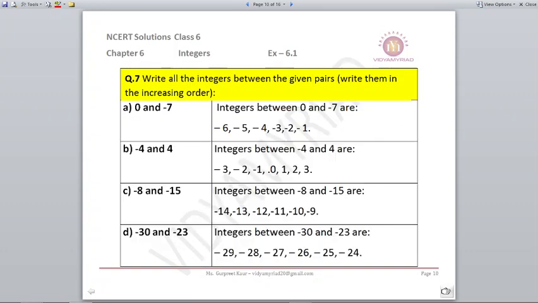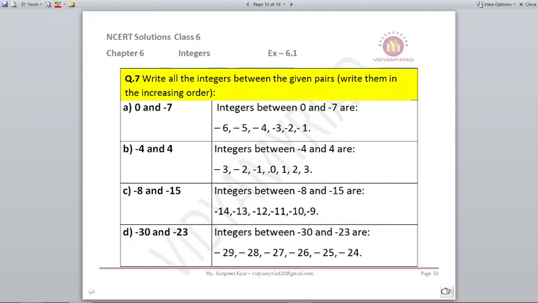Question 7. Write all the integers between the given pairs in their increasing order. So we have the numbers 0 and minus 7. In between means I will not write 0 and minus 7 inside. So the numbers in the increasing order will be minus 6, minus 5, minus 4, minus 3, minus 2 and minus 1. So minus 6 is the smaller number, minus 1 is a bigger number. Okay. Minus 4 and 4. So I will start from the negative, I will move towards the right. So right is a bigger number. Minus 3, minus 2, minus 1, 0, 1, 2, 3.